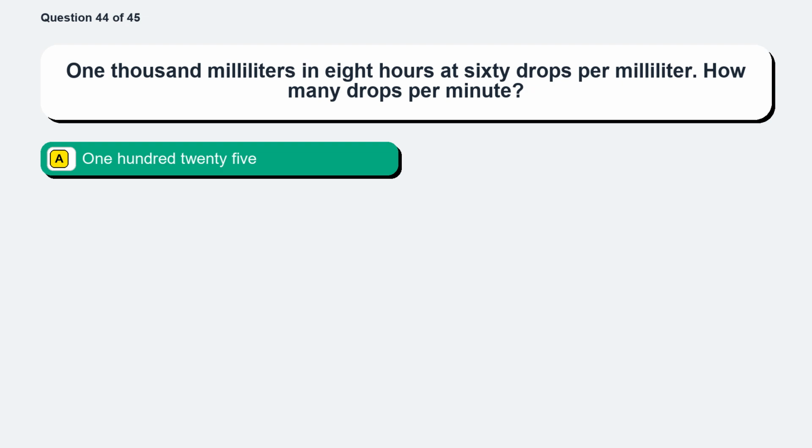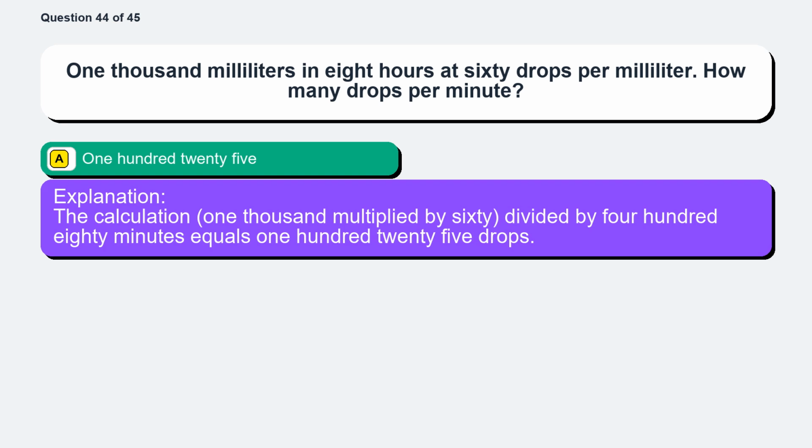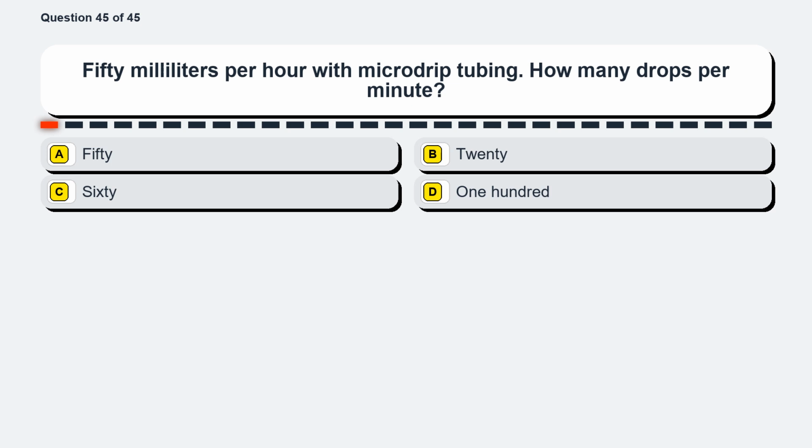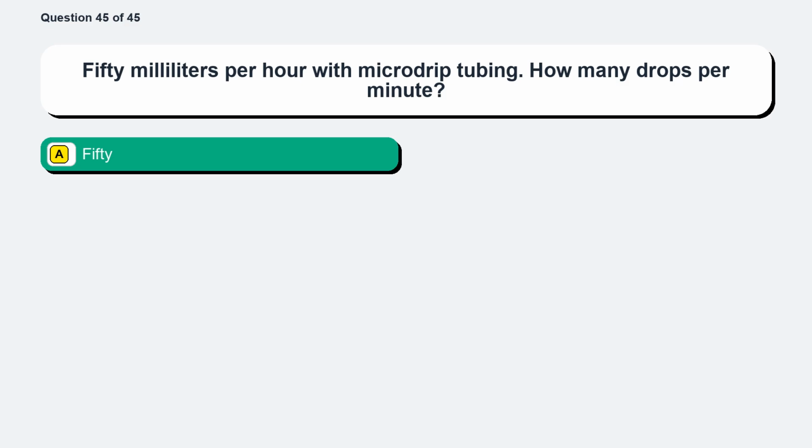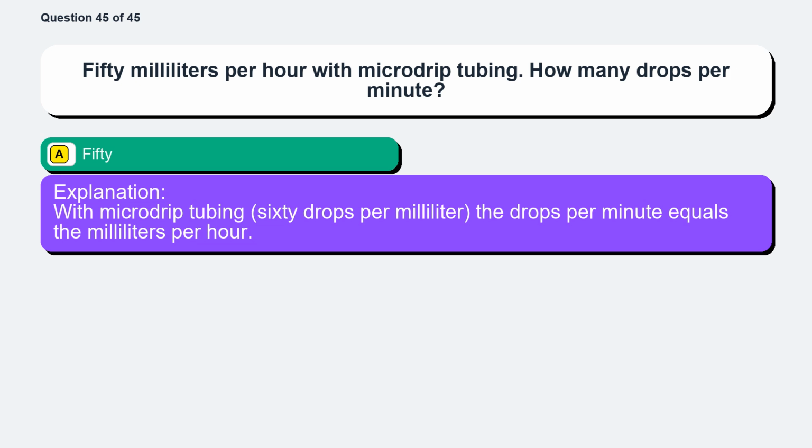The correct answer is option A, 125. The calculation, 1000 multiplied by 60, divided by 480 minutes equals 125 drops. Question 45. 50 milliliters per hour with microdrip tubing. How many drops per minute? Option A, 50. Option B, 20. Option C, 60. Option D, 100. The correct answer is option A, 50. With microdrip tubing, 60 drops per milliliter, the drops per minute equals the milliliters per hour.